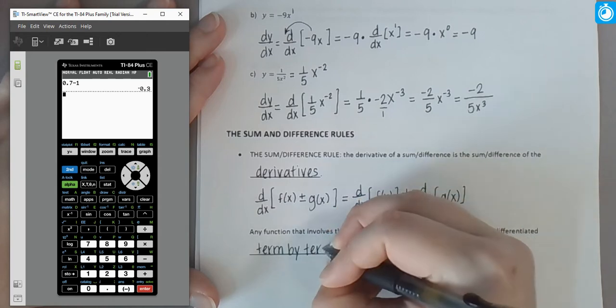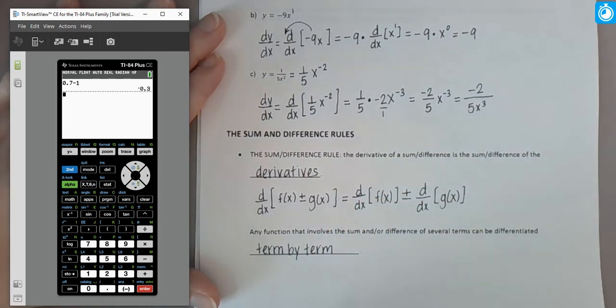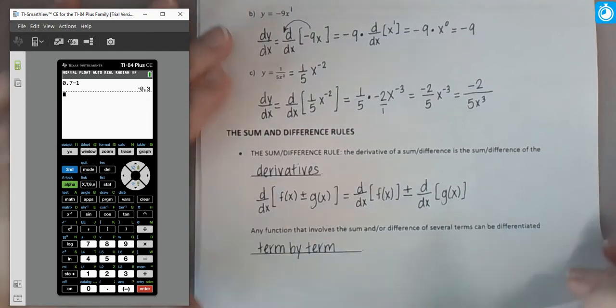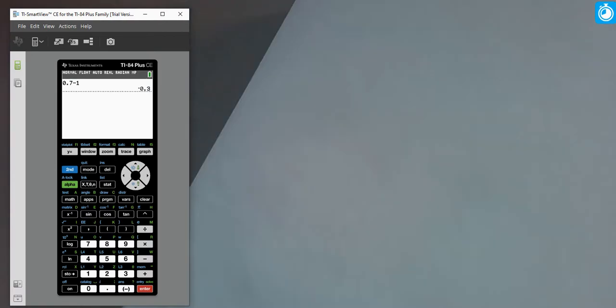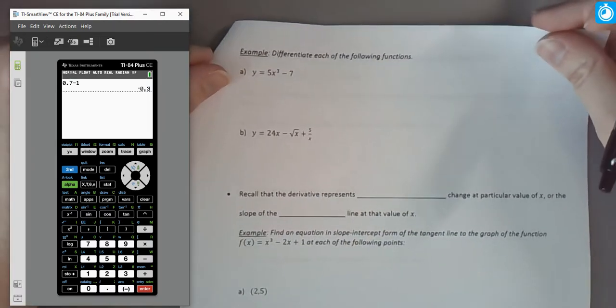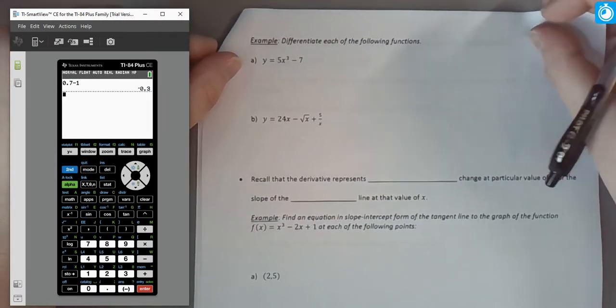So anytime we have more than one term in our expression and we want to differentiate, we can differentiate one term at a time. The derivative of one is independent of the derivative of the other. We can take individual derivatives, and then based on whether they were combined with addition or subtraction, we just combine the derivatives together at the end. So let's look at a couple examples where we have more than one term involved.